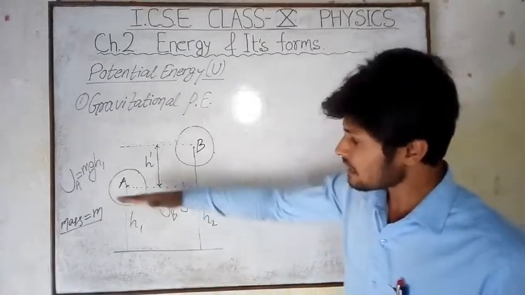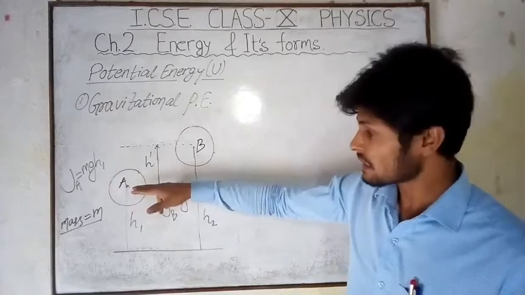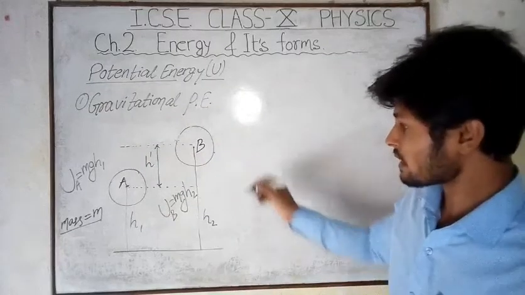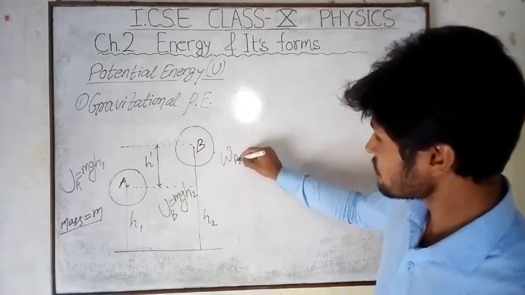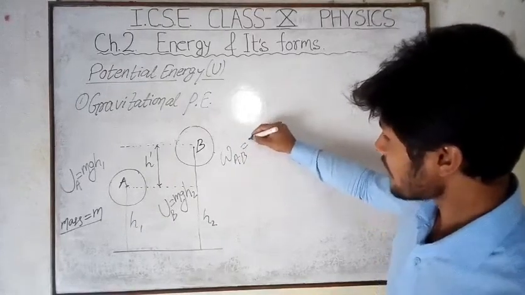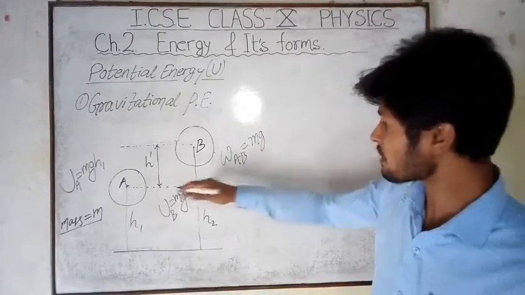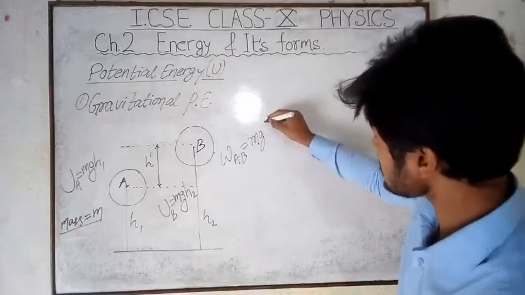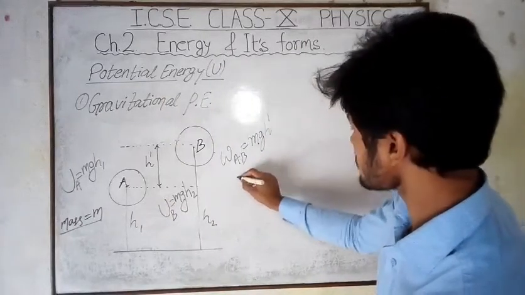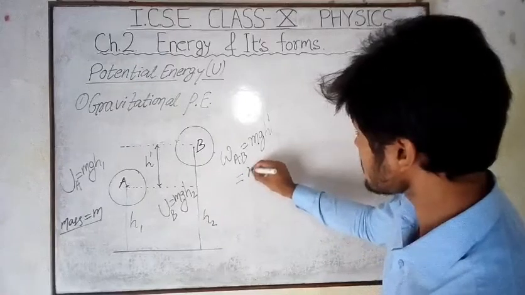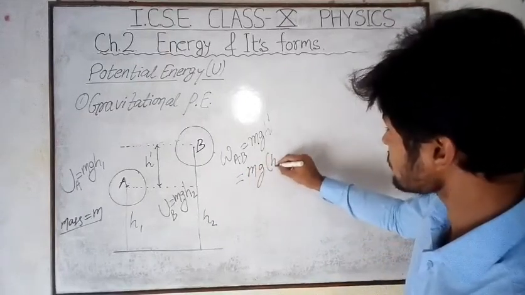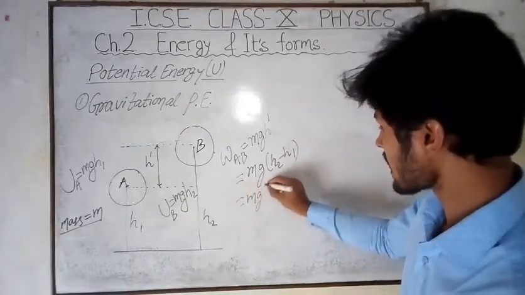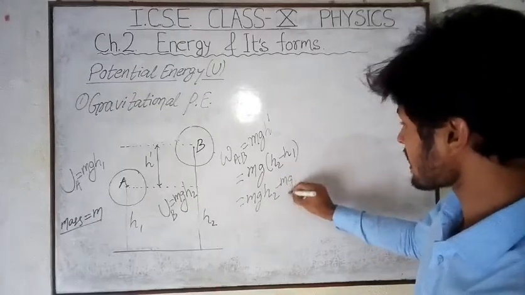Now suppose the object rises from point A to point B. What is the work done? Here the work done AB is equal to mg, which is the force to be applied on the body, times the height. This one is h dash. So here h dash is the height. As you all know, h dash is equal to h2 minus h1. Now we have mg h2 minus mg h1.